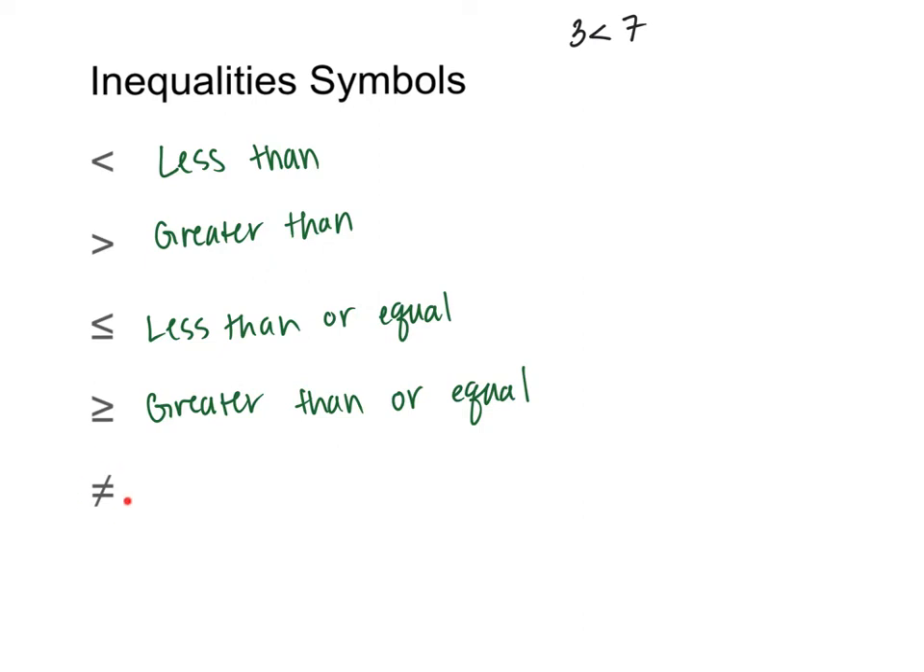And last but not least, this guy looks like an equal sign with a slash through it. Well, that's because this means not equal to. Anytime you see this symbol, it means that thing is not equal to the other thing. Okay, and that's it for inequality signs. We are going to be using these signs heavily in the next few sections, so keep these in mind.